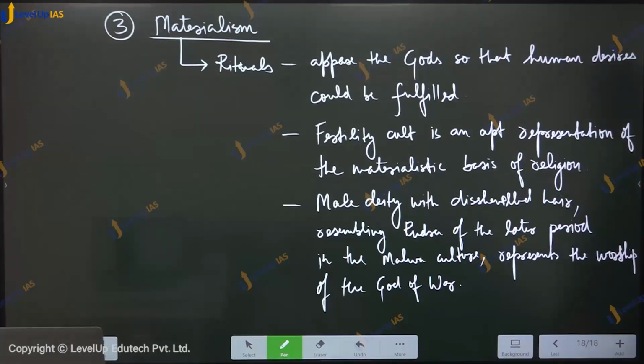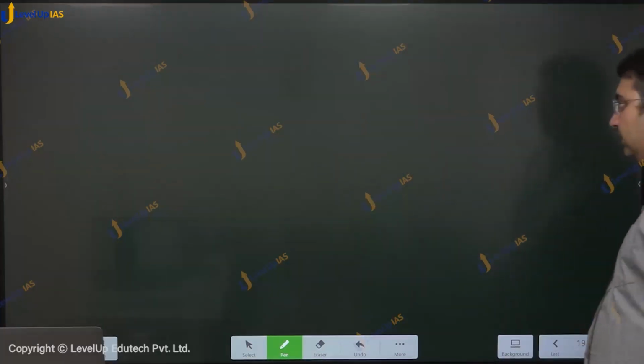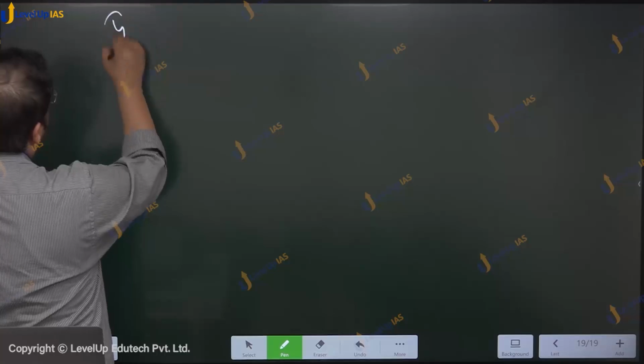So once again, why were people praying to Rudra? To bless their swords, to bless their bows and arrows, to bless their spears, to protect them against the blows of the enemy, these kinds of things. Once again, to overcome their fears and fulfill their desires. What is this all? Materialism. Next point, number 4.